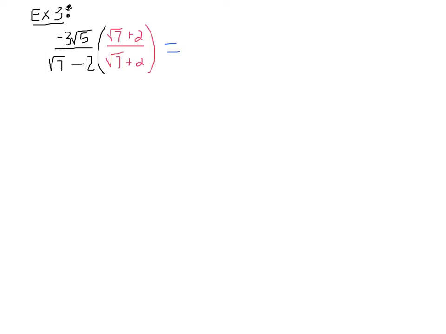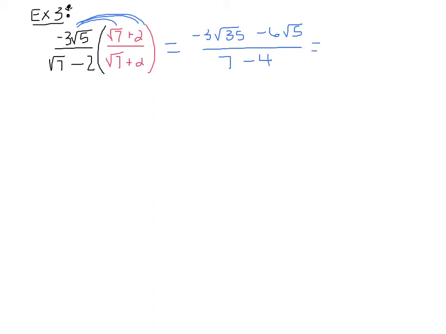So we're going to distribute negative 3 radical 5 times radical 7. You're going to multiply the radicals together, so you're going to have negative 3 radical 35. Okay, and then negative 3 radical 5 times 2 gives you a negative 6 radical 5. And then in the denominator, radical 7 times radical 7 is 7. And then negative 2 times positive 2 is a negative 4.